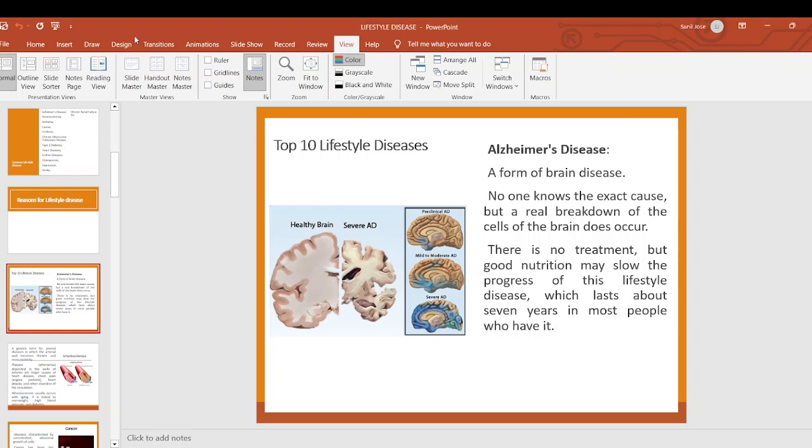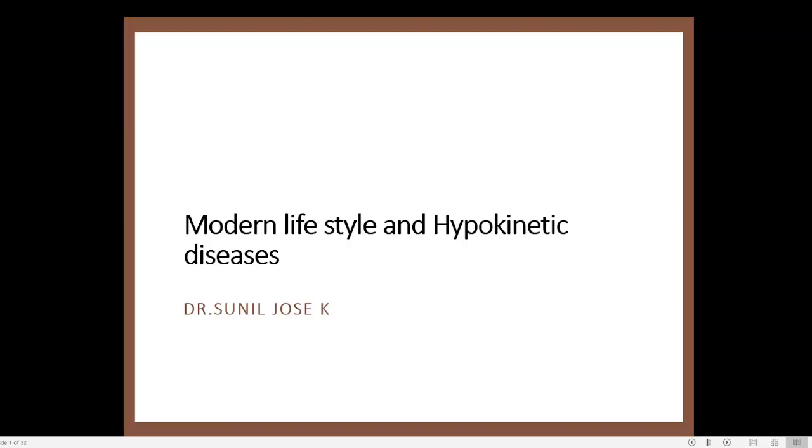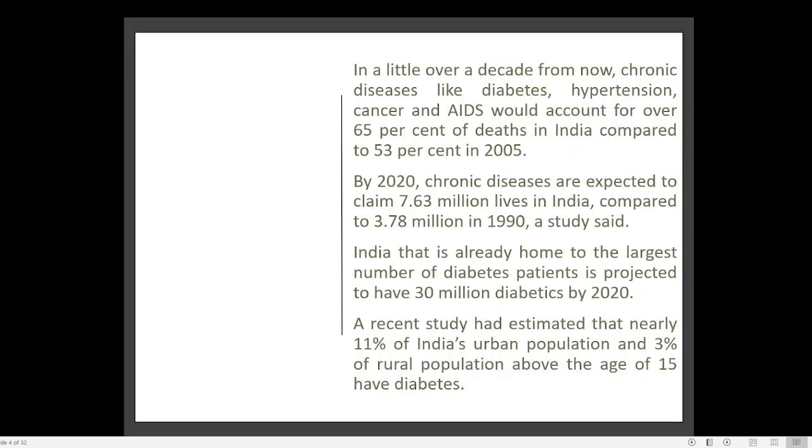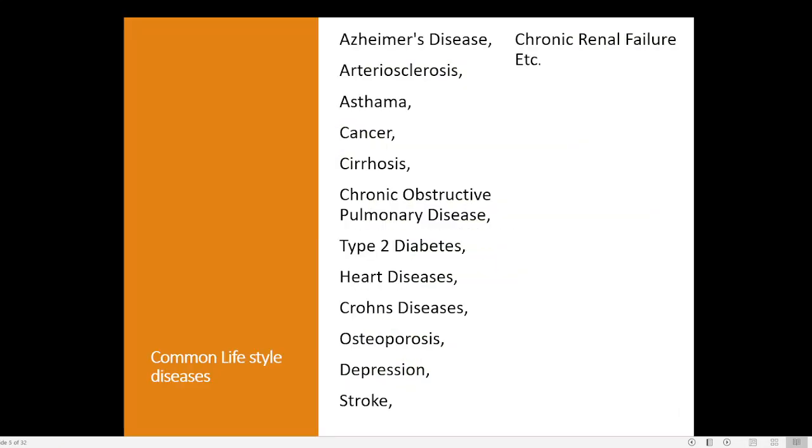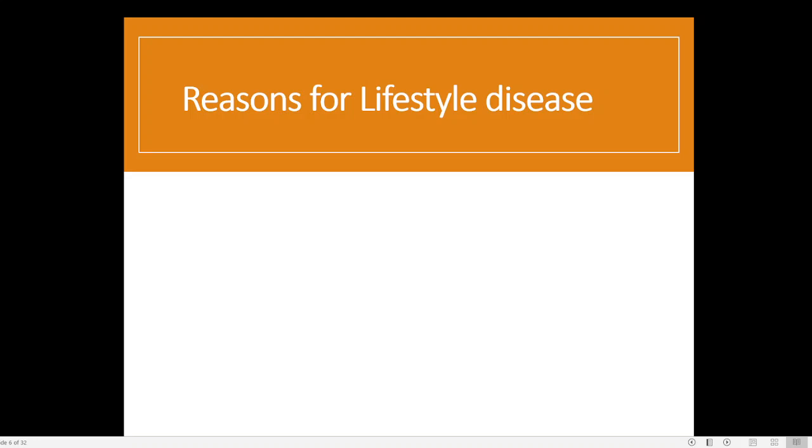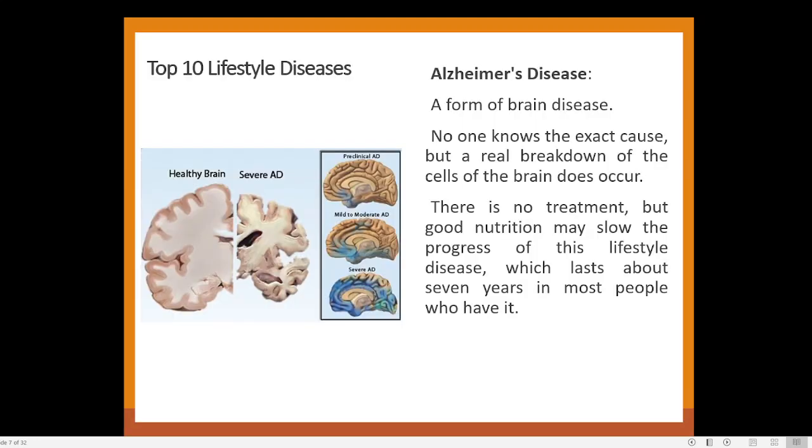So we have been discussing lifestyle diseases, and we have seen that there are different types of lifestyle diseases. Here we have a list of different types of lifestyle disease, and some of the major diseases we will be discussing now. We also discussed the reasons for lifestyle diseases in the last class. Today we will begin with the major lifestyle diseases. Here we have a list of some of the common lifestyle diseases.